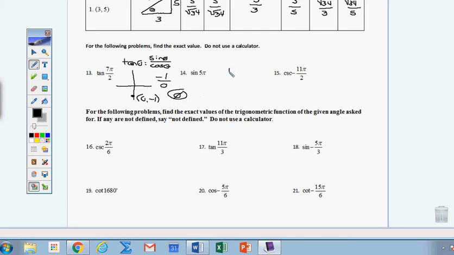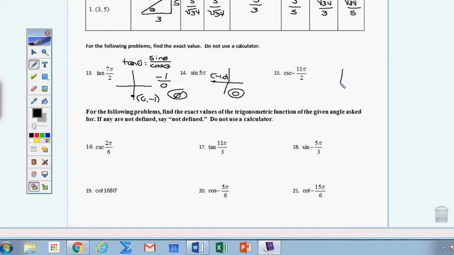Now for the next one, 14, sine of 5 pi. Well, 1 pi, 2 pi, 3 pi, 4 pi, 5 pi ends up over here. Coordinates over here are -1, 0. Right? So the sine of that is just the y value, so the answer is 0.